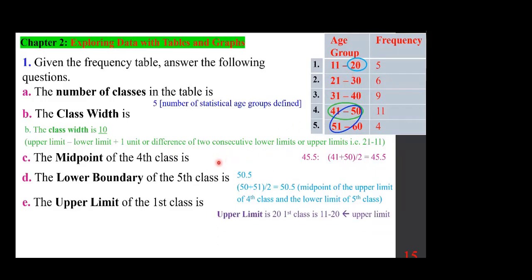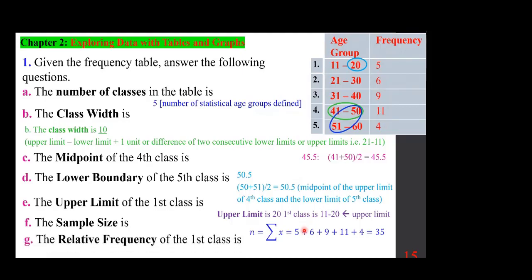The relative frequency of the first class. Relative frequency is defined as the frequency divided by the total size, or n. So for the first class, it's 5, and the total, or n, is 35. So we get 5 over 35.